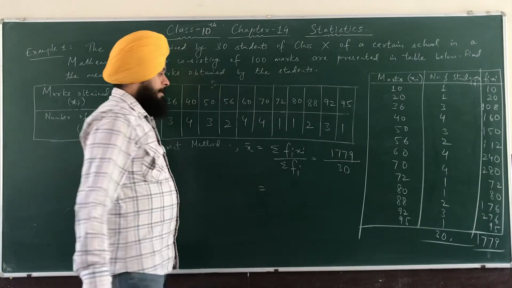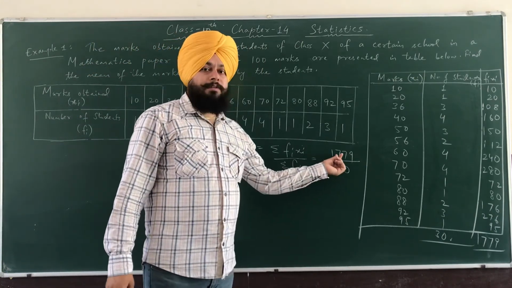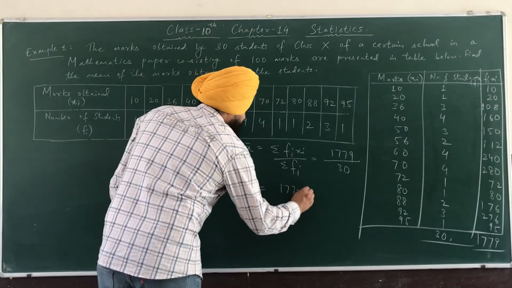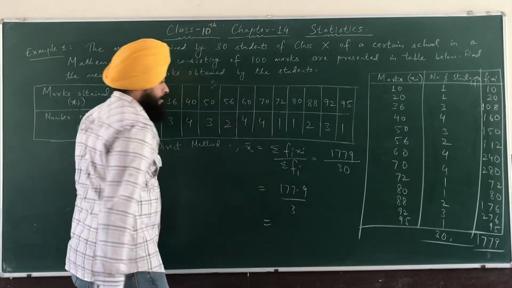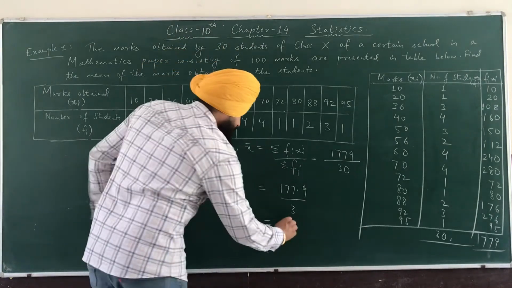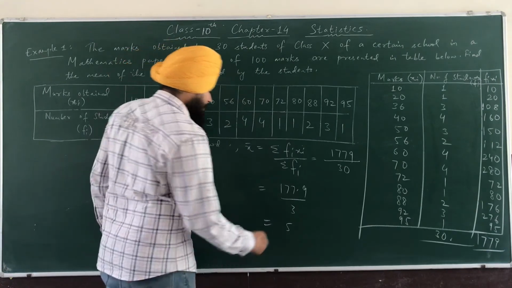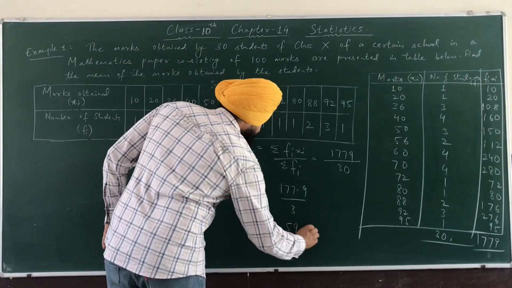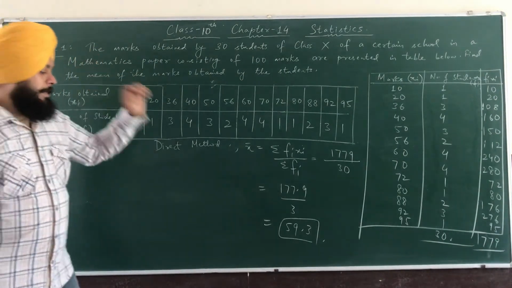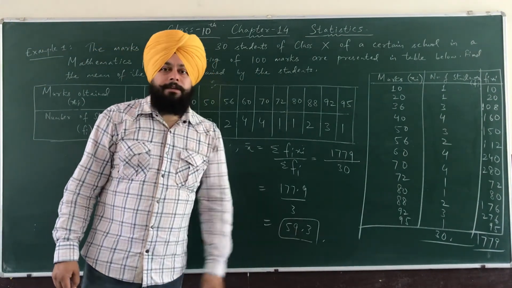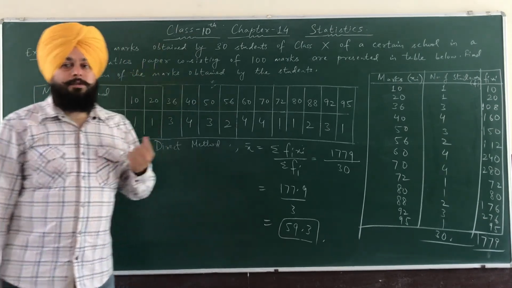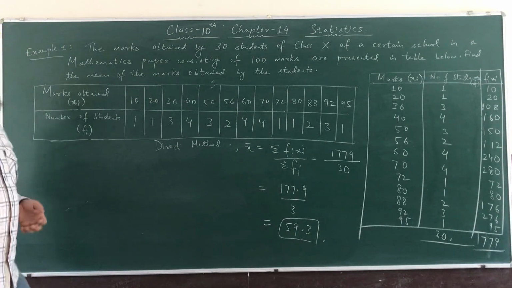1779. Now you should divide this 1779 by 30. So it is 177.9 over 3. First we will put the decimal point. Then 3 fives are 15, 27. 3 nines are 27 and 3 threes are 9. So the mean marks for the 30 students is 59.3. Clear students? So 59.3 is the mean marks of these 30 students. Clear? So this is your example number 1.